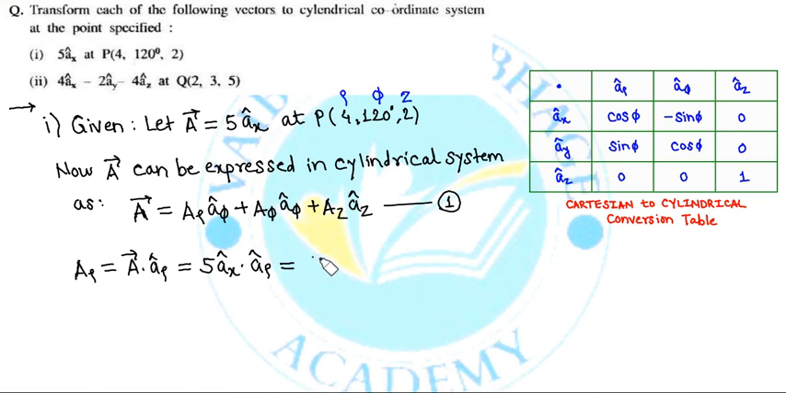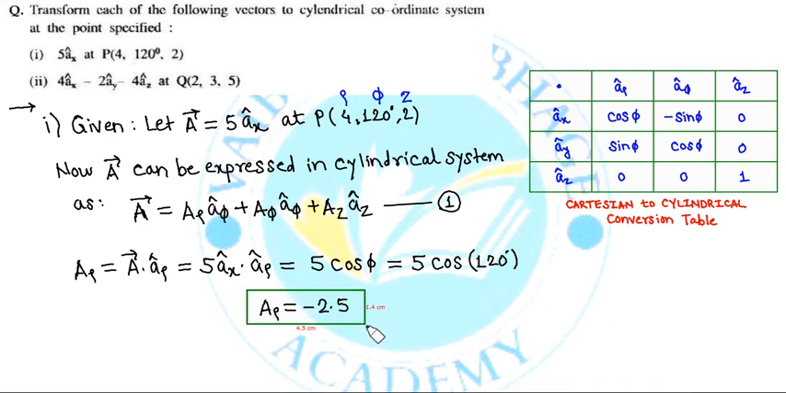Now we can refer to the conversion table. What do we have for the dot product between ax and rho? The dot product between ax and rho is equal to cos of phi. So A rho is equal to 5 cos phi, and again we have the value of that phi over there. So we put the value of phi, which is 120 degrees. So what is the value of A rho that we find? That is equal to minus 2.5. This is the magnitude of the given vector A along the rho direction. So assign some equation number to that one, say equation 2.